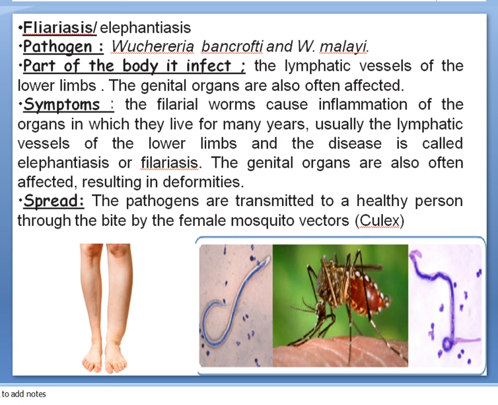So hope you will remember what is elephantiasis or filariasis. It is a helminth disease which is caused by a parasite called Wuchereria bancrofti, and mainly the lymphatic vessels get infected. Wuchereria bancrofti mainly resides in the lymphatic vessels, leading to the swelling. And the vector for the transmission of this disease is the female Culex mosquito. Fine. Now let us move further.